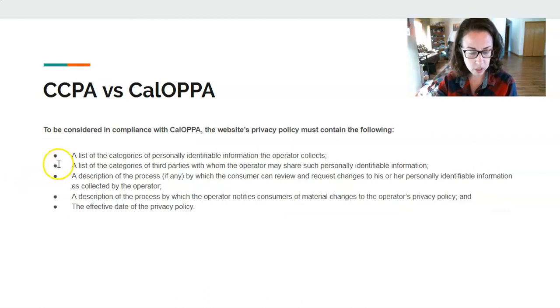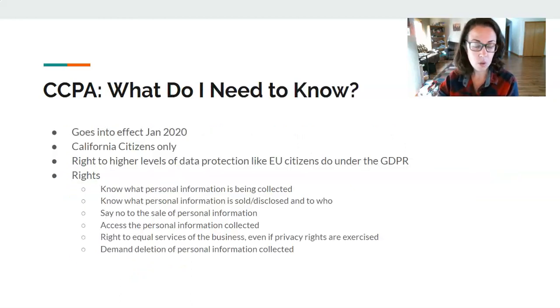Let's see. Oh, and I just listed out what else. This is why I have a slideshow, because I forget where I'm at all the time. Under the CalOPA, your privacy policy has to contain a list of categories of the personally identifiable information you collect, the third parties who you share the information with, a description of the process that you collect information for, and the effective date.